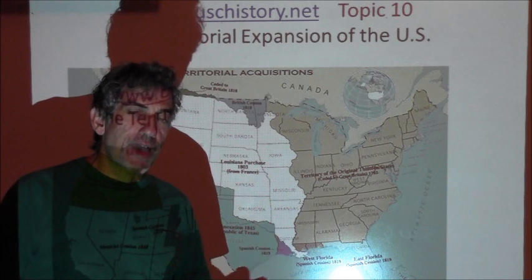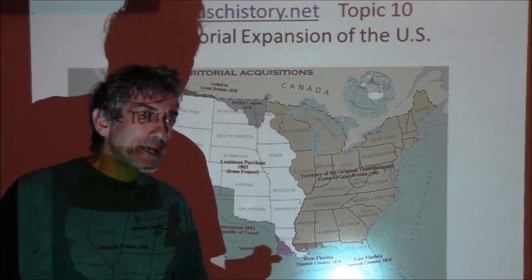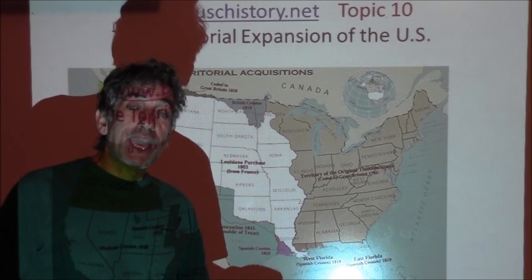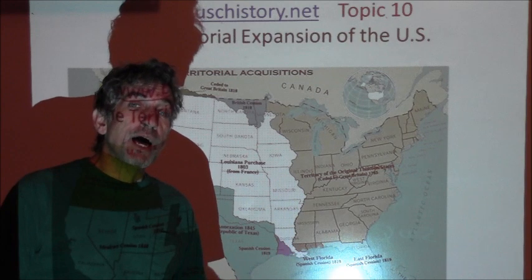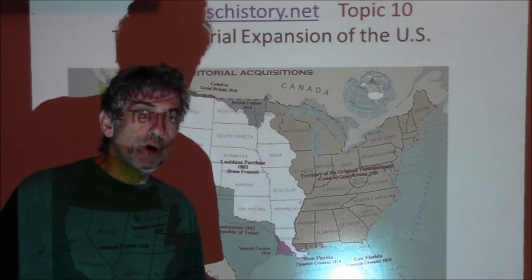There's a series of events, and acquisition. So they're territories. And when the people in a given territory reach 50,000 voters, they can choose to write a constitution and apply to become part of the United States, which is what I'm going to explain as we go through this.